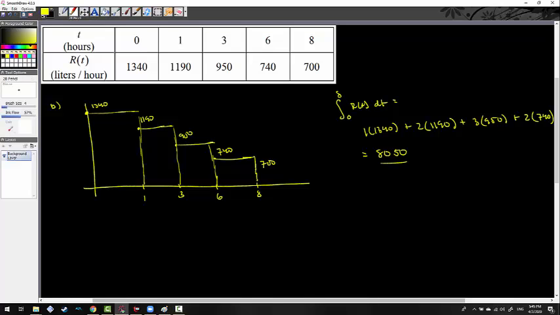Everything about the problem was correct. I got the right answer. It's 8,050. Plug into the calculator. This is my left-hand rule. And I did something really ridiculous.